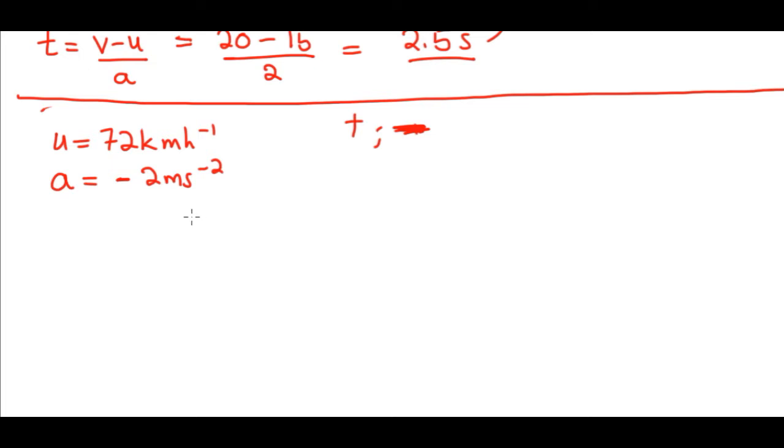Let me read that again. Train is traveling at 72 kilometers per hour, undergoes uniform retardation of 2 meters per second. So this is the uniform retardation of 2 meters per second. It is just negative acceleration. So this happens when the brakes are applied. Find the time taken. Oh, we need to find the time. Okay, cool. Find the time taken to come to rest.